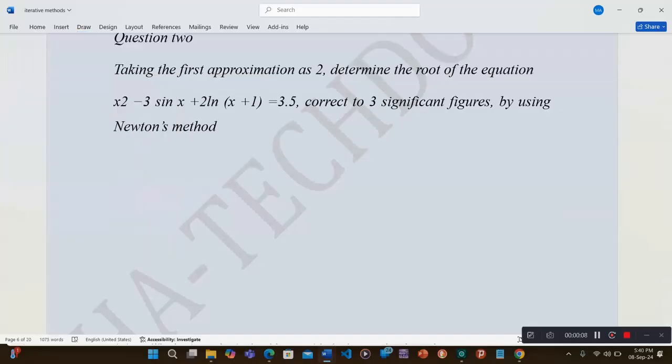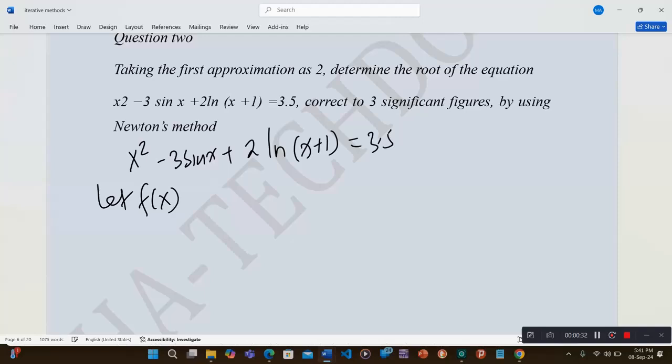So we have a problem before us. Taking the first approximation as 2, determine the root of the equation x squared minus 3 sine x plus 2 natural logarithm of x plus 1 is equal to 3.5. So we shall just say let f of x is equal to x squared minus 3 sine x plus 2 natural logarithm of x plus 1 minus 3.5.